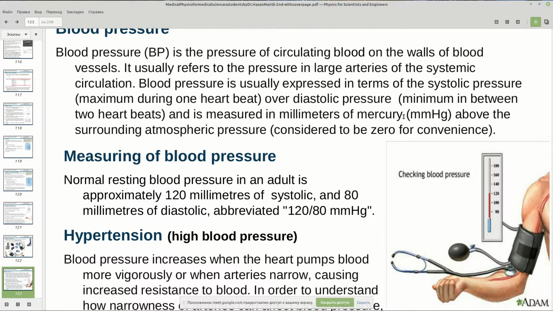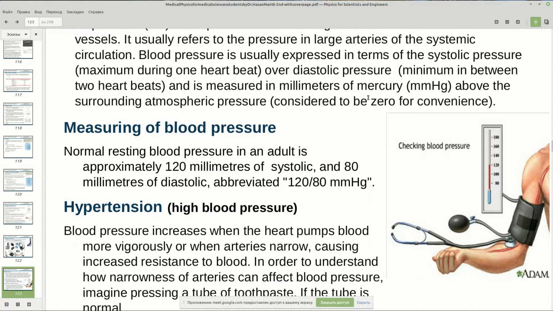Measuring blood pressure: normal resting blood pressure in an adult is approximately 120 millimeters of mercury systolic and 80 millimeters diastolic, abbreviated 120 over 80 millimeters of mercury.